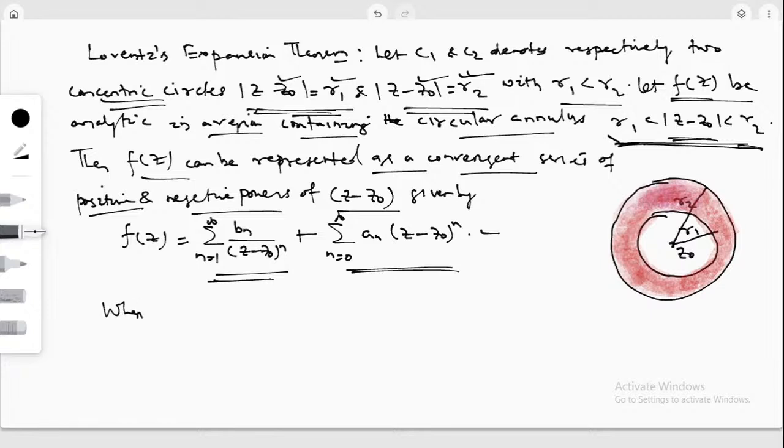Here bn is equal to 1 by 2 pi i integration over C1. C1 means the first circle, that is, modulus of z minus z naught equal to R1. And similarly, C2 is the second circle, modulus of z minus z naught equal to R2.